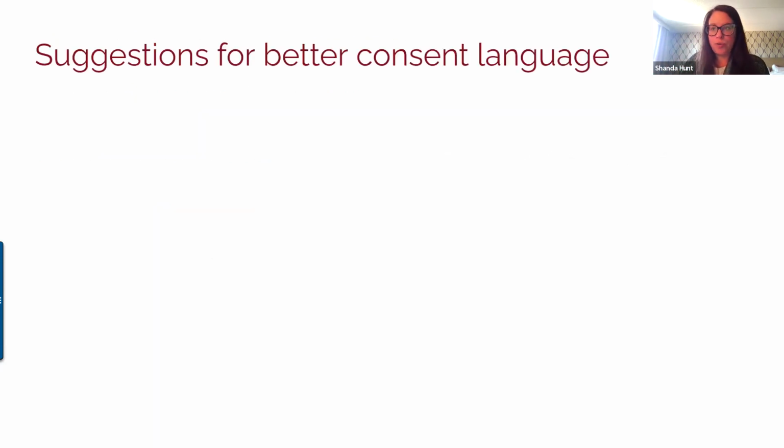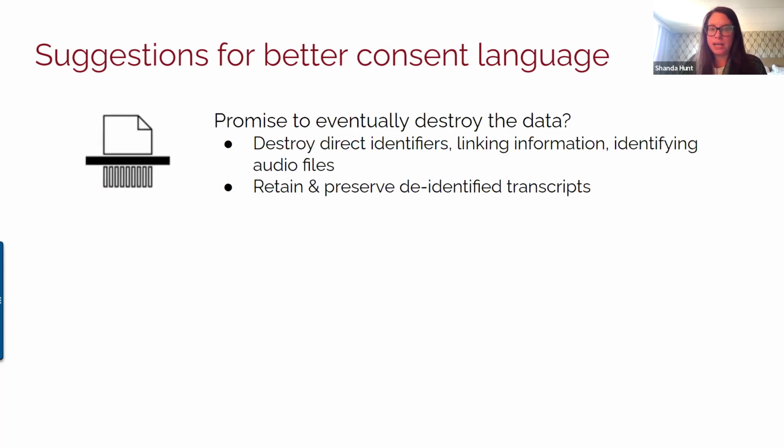So what can we do for better language? I mentioned that ICPSR has some good recommendations. If we're promising to eventually destroy the data, that it will be destroyed in 5 years or 7 years, we see that a lot. We can just be very upfront about what will be destroyed and what won't be destroyed. So we can say we'll destroy the direct identifiers, any linking information, maybe the participant key, audio files potentially, because they are very identifying. But we're going to retain and preserve de-identified transcripts, and we'll be sharing those in X, Y, and Z.